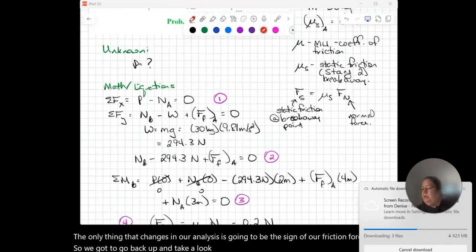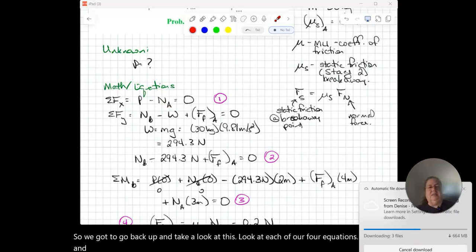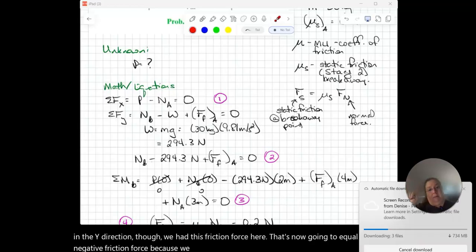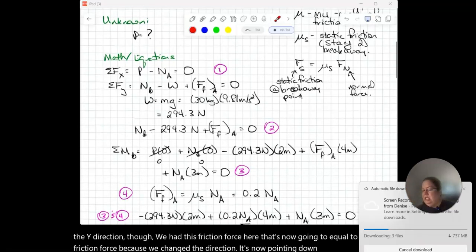So we've got to go back up and take a look at each of our four equations. We had P and our normal force at A. This equation doesn't change. When we summed our forces in the y direction, though, we had this friction force here. That's now going to equal a negative friction force because we changed the direction. It's now pointing down instead of up. So we know that one was going to change.